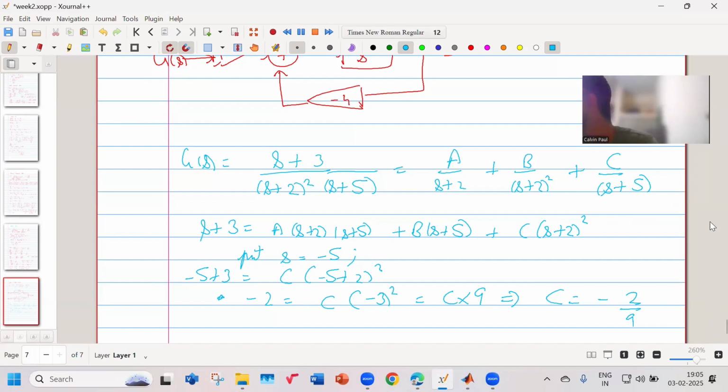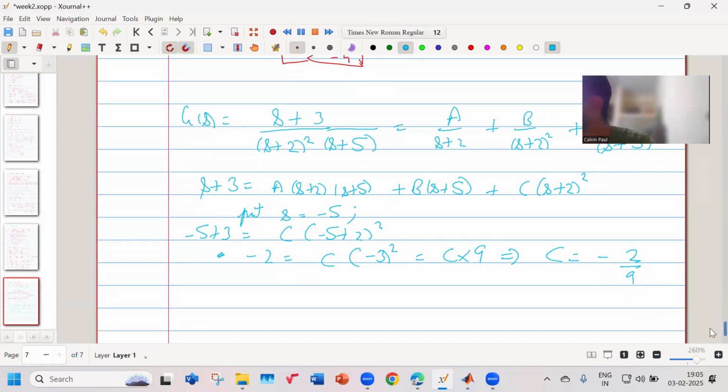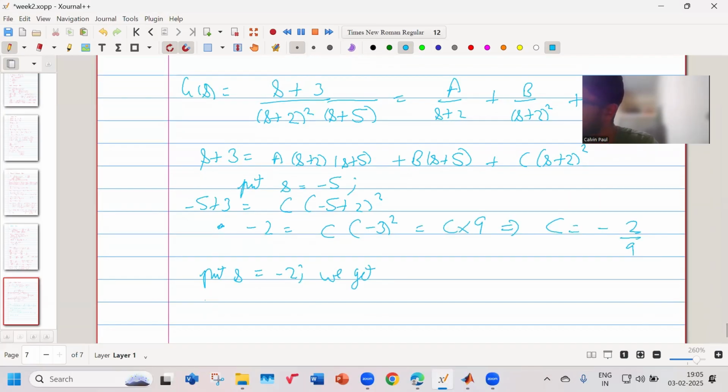Next, we put s equal to minus 2. Then what we get is minus 2 plus 3 is equal to A into (s plus 2), which becomes 0, and again C into (s plus 2) square becomes 0. So this is B into (minus 2 plus 5). So we get 1 is equal to B into 3. So this means B is 1 by 3.